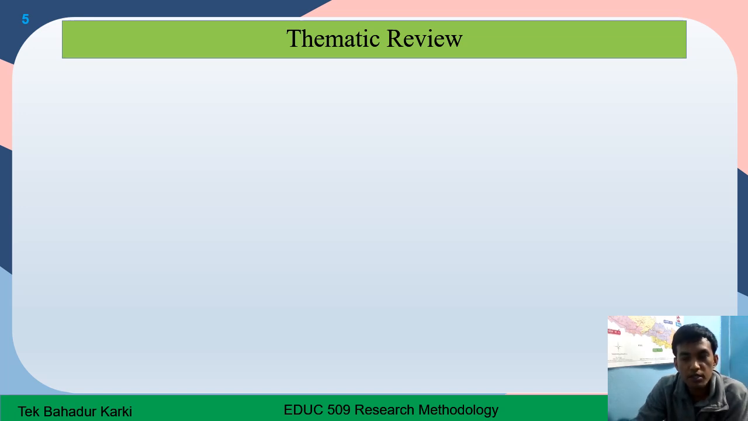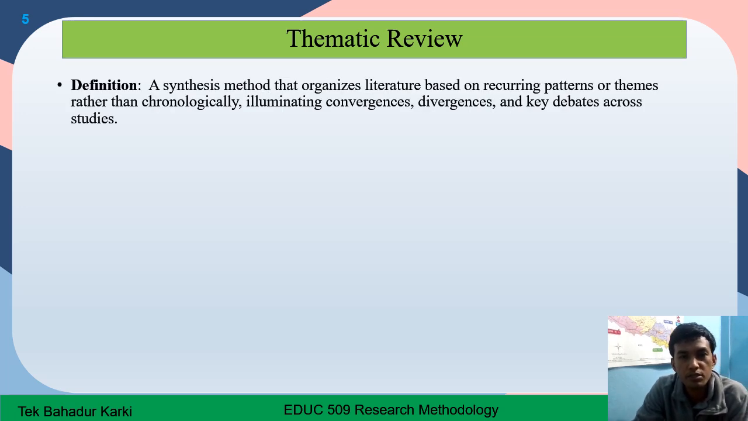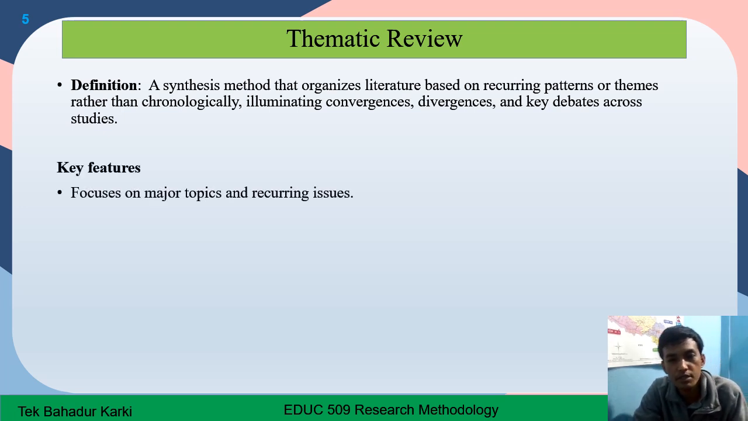And next is thematic review. Literature review has various types, and one of them is thematic review. It is basically organized by patterns or themes rather than chronologically. That means under that topic there can be various sections or patterns, and they are called themes, and we have to review those themes separately, and that is called thematic review. Some of the key features of this review are: it focuses on major topics and recurring issues.